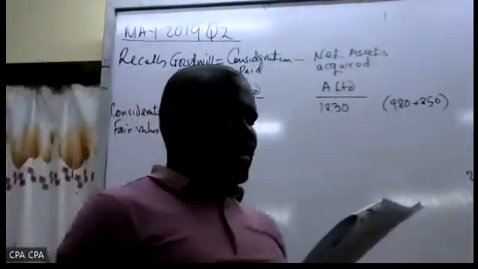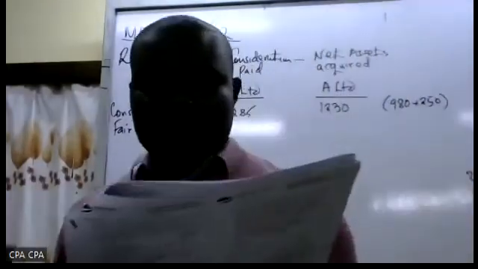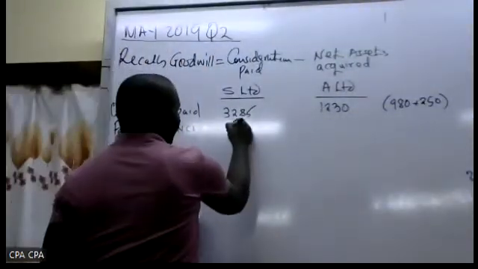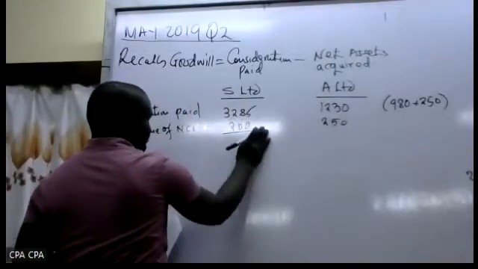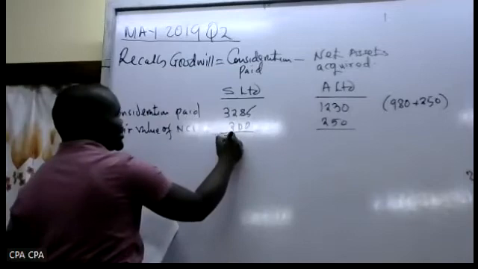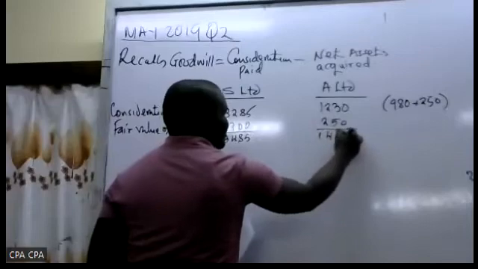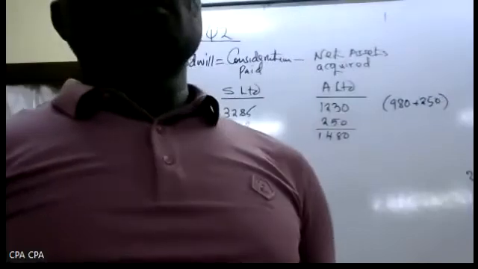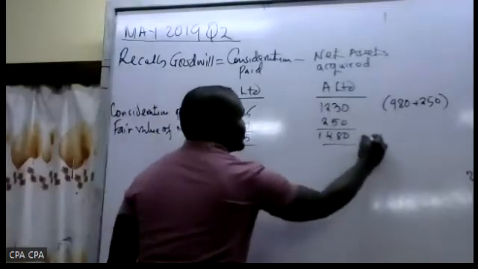The group policy is to measure the non-controlling interest at fair value. At the respective dates of acquisition, the non-controlling interest in S and A were valued at 250. So you add this, you add this one here. So this is 34.85. This one is 14.80. Correct. Then you can cross it off. You can call it X.